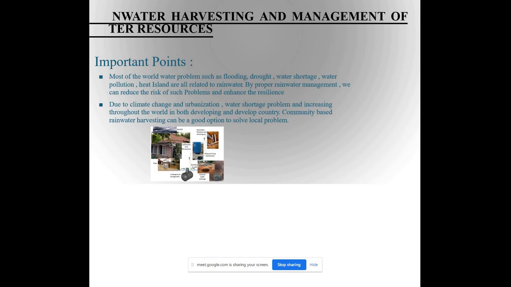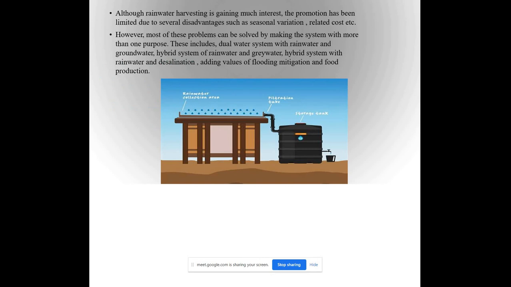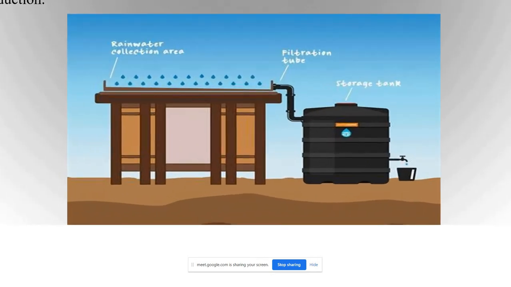Due to climate change and urbanization, the water shortage problem is increasing throughout the world in both developing and developed countries. Community-based rainwater harvesting can be a good option to solve local problems. Although rainwater harvesting is gaining much interest, the promotion has been limited due to several disadvantages such as seasonal variation, related cost, etc. However, most of these problems can be solved by making the system with more than one purpose. These include dual water system with rainwater and groundwater, hybrid system of rainwater and grey water, hybrid system with rainwater and desalination, adding values of flooding mitigation and food production.